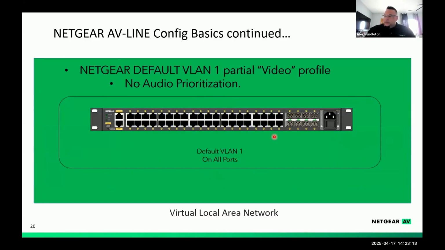NETGEAR made a decision, I think back in 2007, that all of our fully layer 3 managed switches would have a default configuration out of the box. This was VLAN 1. So all ports right out of the gate are connected in VLAN 1, and they are all online and up so that you can get working right away. We added that to the AV system by adding what I call the partial video profile. It does not have any of the audio prioritization, but it will have multicast, IGMP, and IGMP Plus to be able to start working right away. And it has a very good plug and play scenario in smaller AV over IP networks.